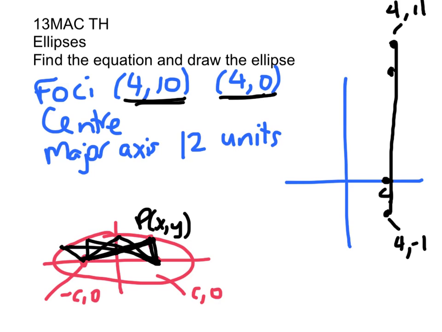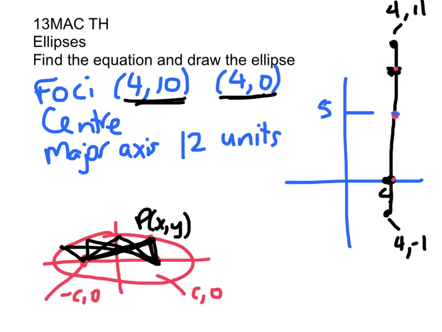So let's figure out where the centre is going to be. Well, if the foci are here and here, it'll be halfway along there. So this is 0 and this is 10. So this one here, this calls for the lightsaber. This is at (4, 5). So I can start to write the form of my ellipse equation.